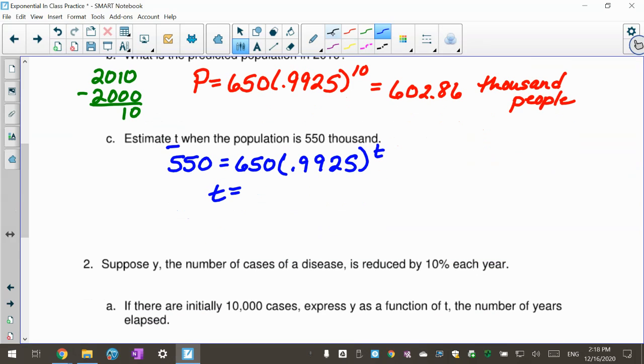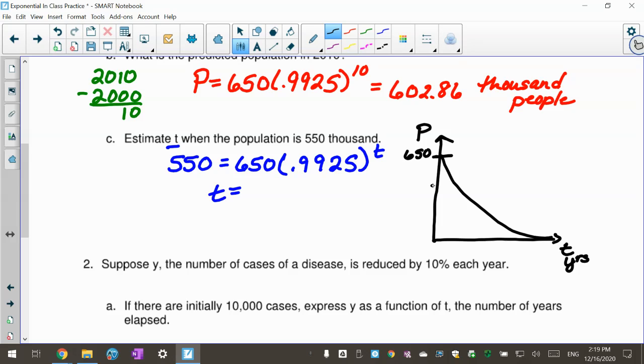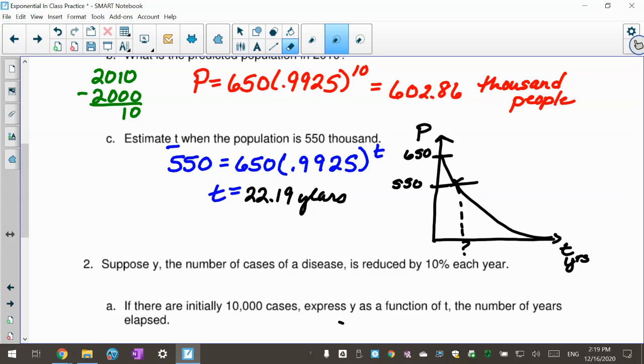And so I'm going to set up the graph. You need to show the graph every single time until we start doing logs. So this is my population, that's my time. This is in years, this is in thousands. It starts at 650 and it's decreasing, and you want to know when it gets to 550. So where does it cross? And when you do that, you get 22.19 years. So look at your table to see how that is going to work, because you're going to have to go over enough to see where it crosses in the window. All right, and this sketch is perfectly fine. That's how I want you to do that one.